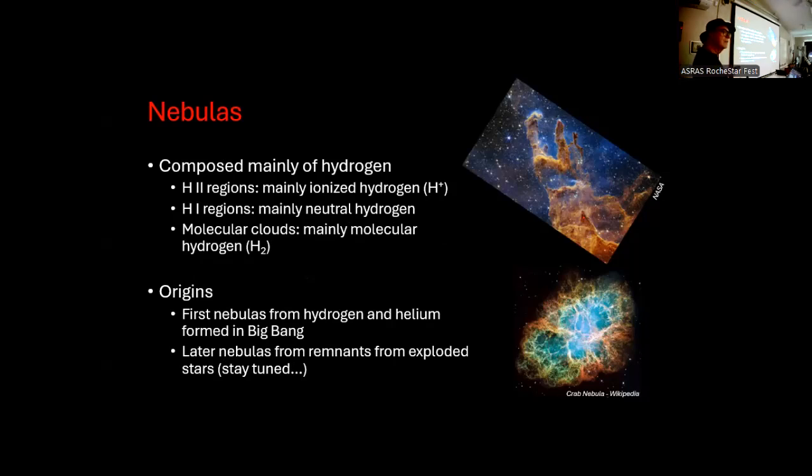Nebulas are composed mainly of hydrogen, and spectroscopically they identify different regions. So there are H2 regions that are mainly ionized hydrogen. There are H1 regions that are mainly neutral hydrogen, and molecular clouds mainly molecular hydrogen. So there are different types of hydrogen, but these all end up coalescing into stars.